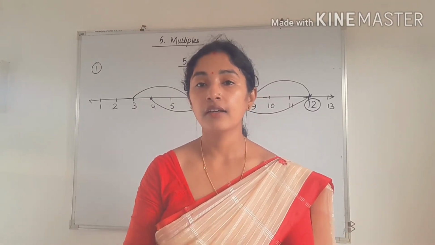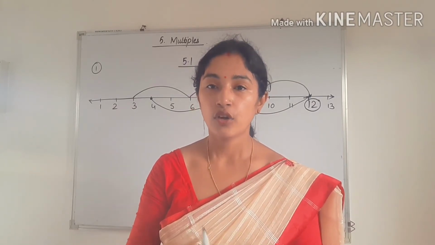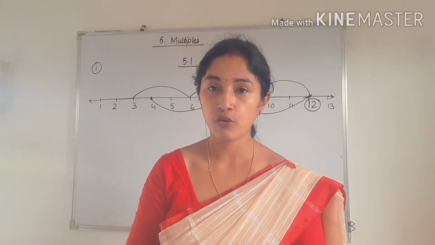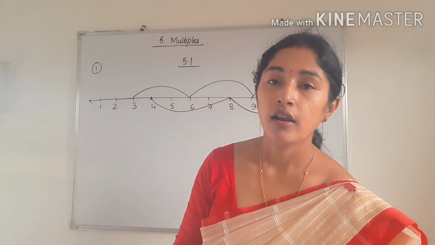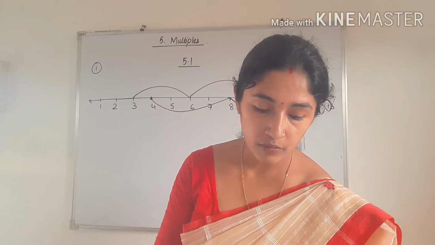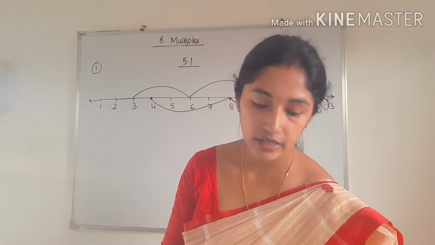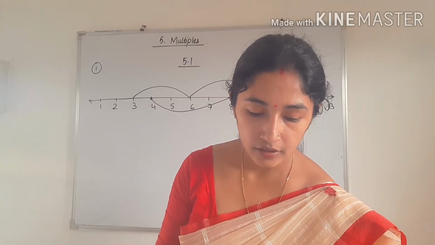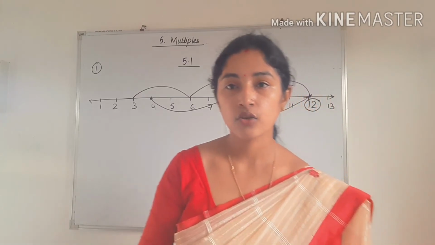After finding the multiples of 4 and 5, you have to check the common multiple of 4 and 5. That one you have to write in the below line which is written, common multiples of 4 and 5 are. After marking, you will get the first multiple as 20. Okay, so this is your task, you have to do it.